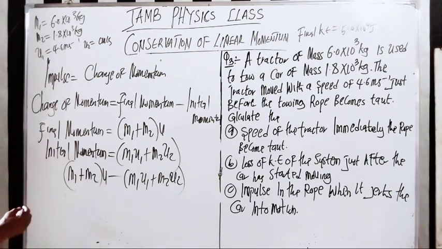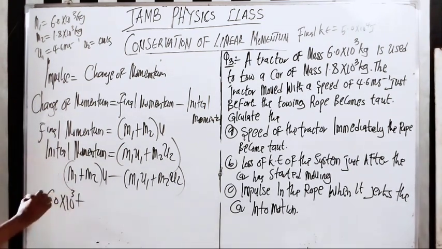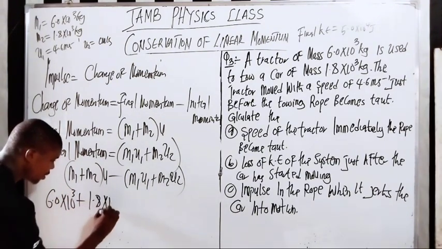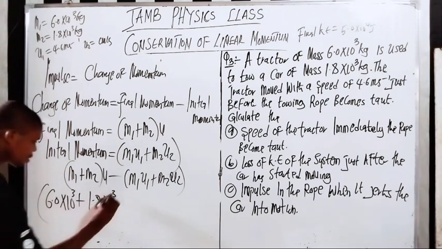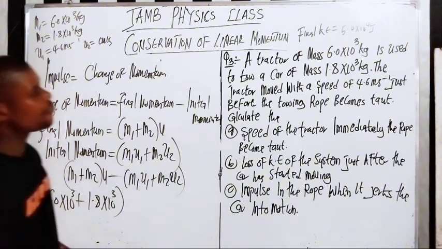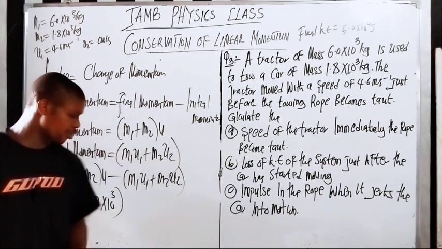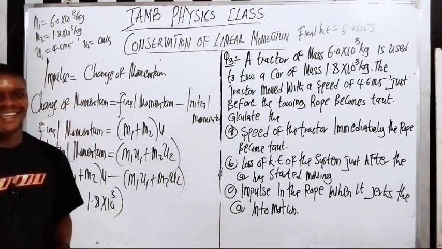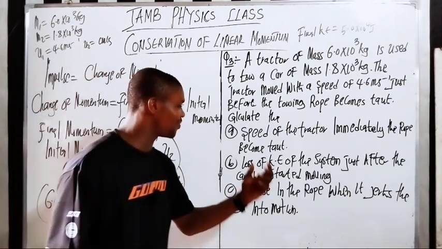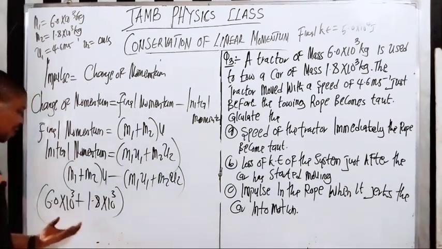My M1 is 6.0 × 10^3, plus M2, which is 1.8 × 10^3. My V, what is my V? My final velocity. Where is my final velocity? I'm looking for my final velocity. I cannot see it, but I believe you should be able to solve this one. Sorry about that, I can't really find my final velocity, so I cannot go further. But this is the formula here. Substitute into it and you get your answer.